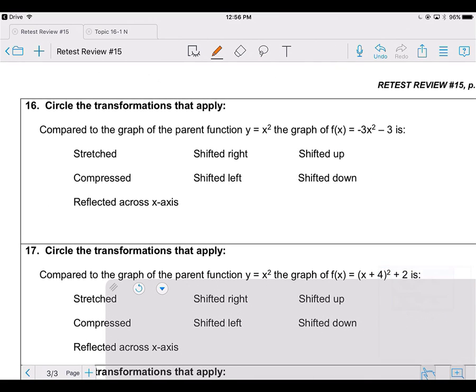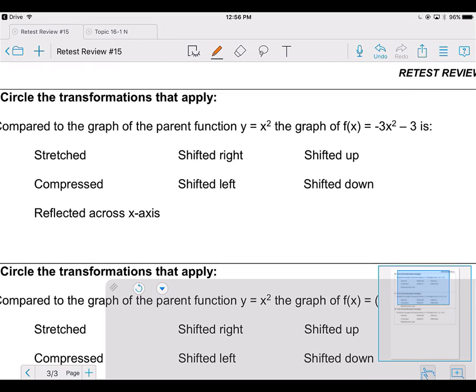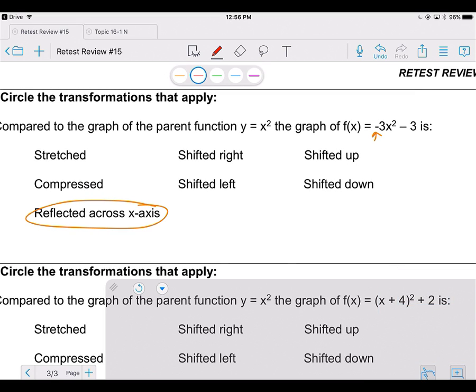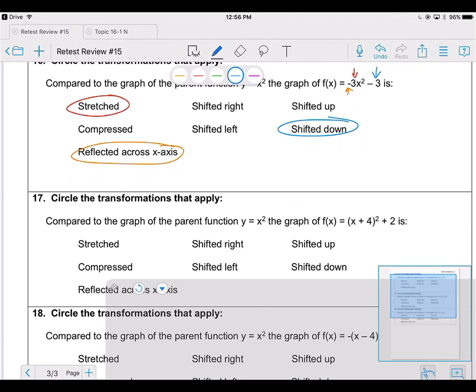Compared to the parent function, x squared, so they're asking, the negative is going to reflect. The 3 is going to stretch or make it skinny. And the minus 3 is going to shift it down. It will not go to the left or right because I do not have parentheses.